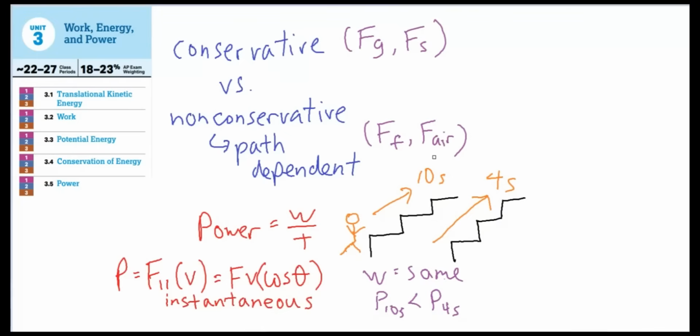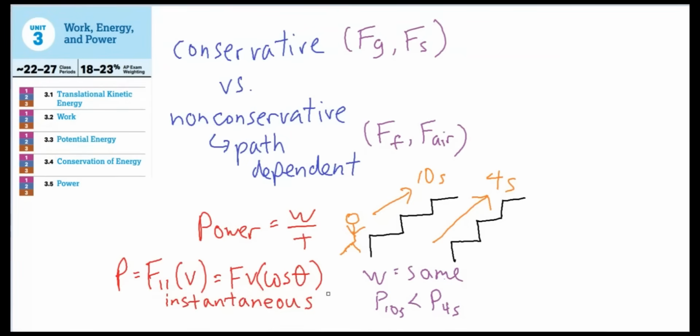Power is the change in energy or work done over time. So it's how many joules of energy are released per second, which is known as the watt. We have some instantaneous power, which you can calculate by taking the parallel force times the velocity, or F v cosine of theta.